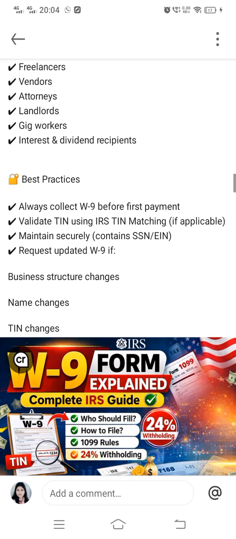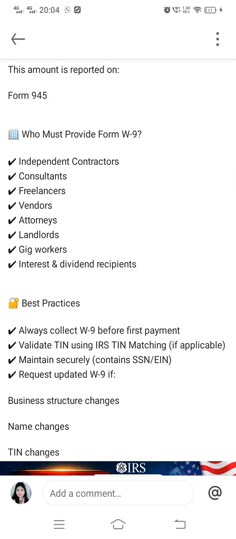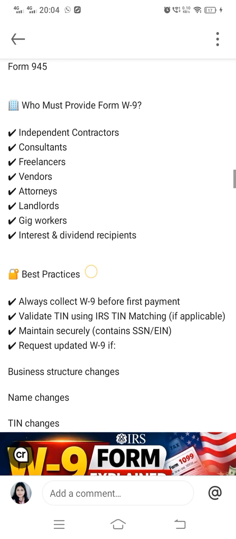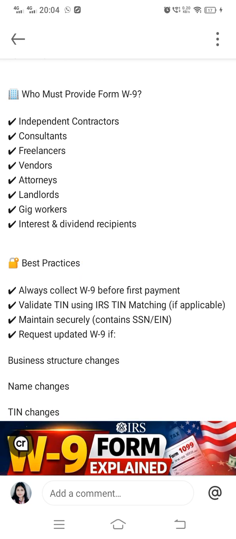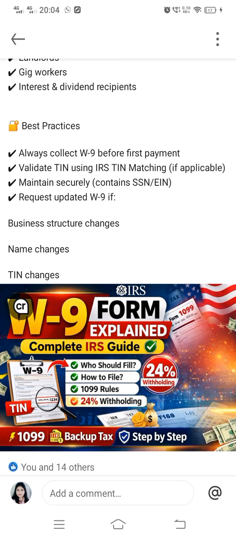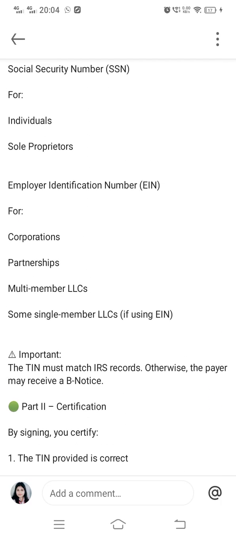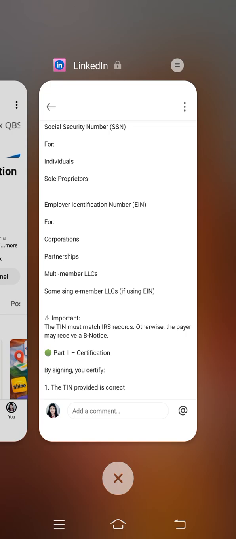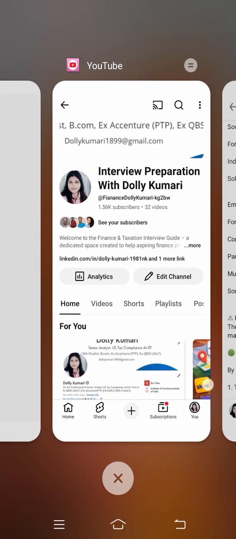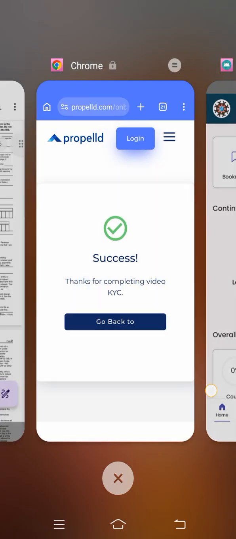So who must provide a W-9? Independent contractors, consultants, freelancers, vendors, attorneys, landlords, gig workers, interest and dividend recipients. So this W-9 is very important and I have covered all the important information that is necessary to understand this W-9 form. And now I will show you how the W-9 form looks like so you can understand what this W-9 form is all about.